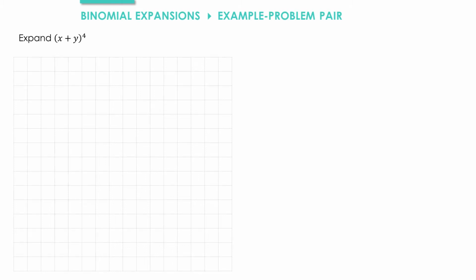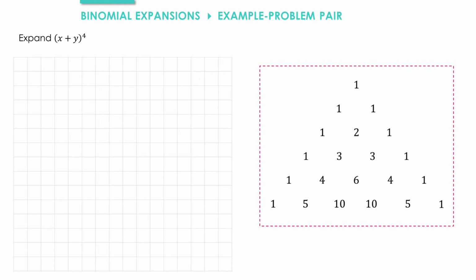Okay, we'll start with a nice simple binomial expansion. We'll expand x plus y to the power 4. And because the power is quite small, it's easy enough to use Pascal's triangle. So here's Pascal's triangle. And if the power is 4, that means we want the 4th row.